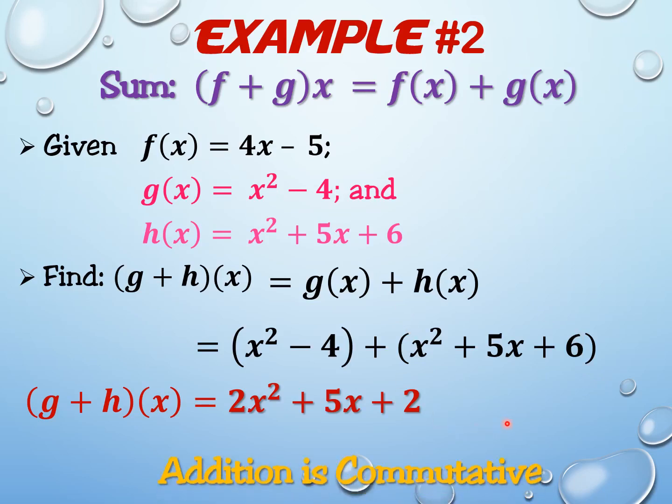Okay, guys, remember that addition is commutative. When we say commutative, the order of the addends does not affect the sum. So whether you write first h of x before adding g of x, it doesn't matter because you will still get the same answer, this one, because they are commutative. So again, when we say commutative, the order of the addends, when you add them, will not affect the sum or your final answer. I hope that is clear.